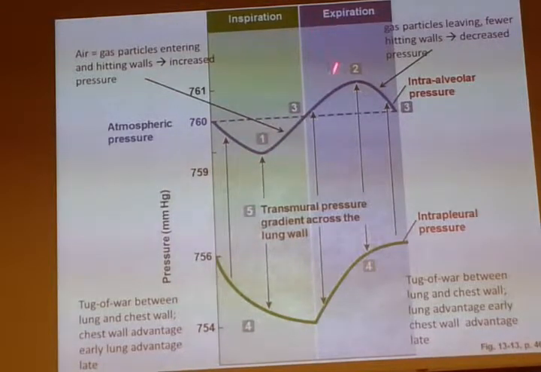On expiration, pressure goes up. After about 250 mL comes out, then there's less gas in the lungs to hit the chest wall, and the pressure will come back to 760.